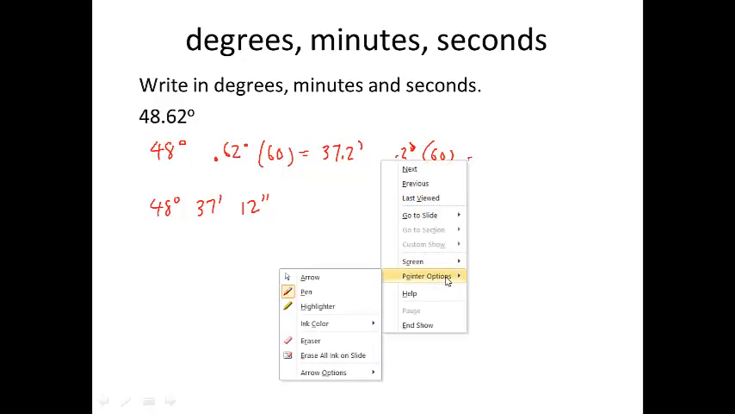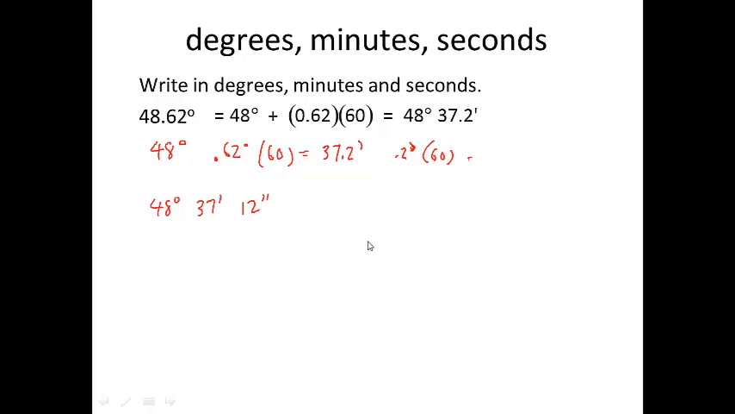Okay, I hope that makes sense to you, because we're going to take that 48 off, put the 0.62 times 60, we get 37.2 minutes, and then we can take the 0.2 off and multiply that by 60, and we get 48 degrees, 37 minutes, and 12 seconds.